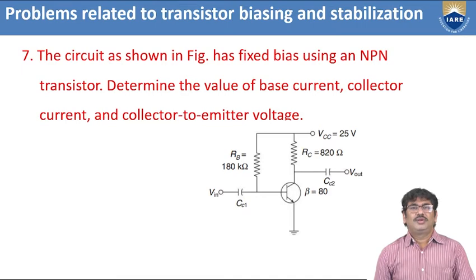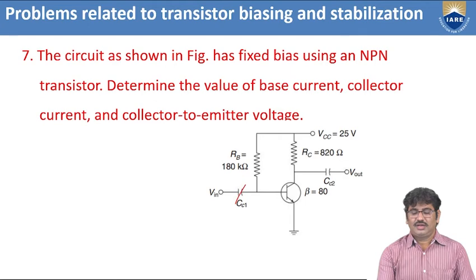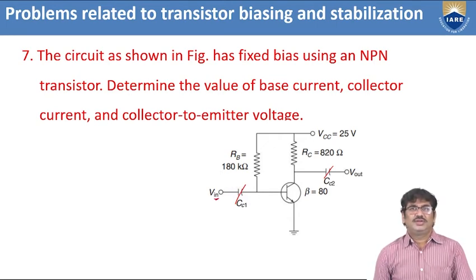Seventh problem. The circuit as shown in figure has a fixed bias using an NPN transistor. Determine the value of base current, collector current and collector to emitter voltage. When we are considering the DC values, the effect of capacitors we can neglect, and input also we are not going to consider. That is what the biasing circuit is.